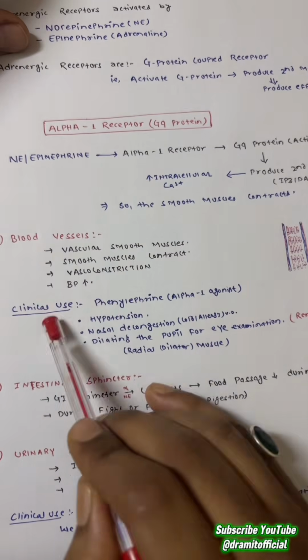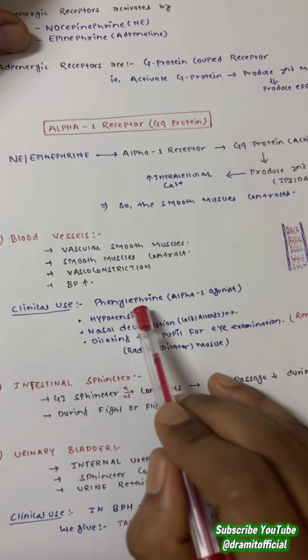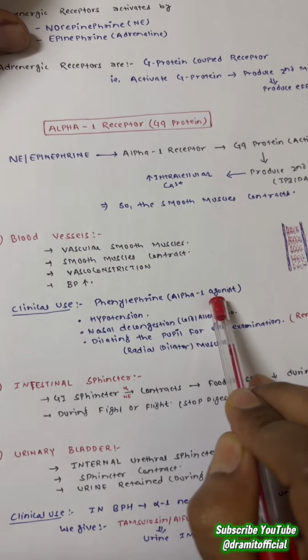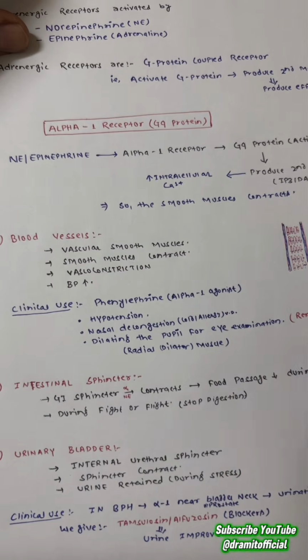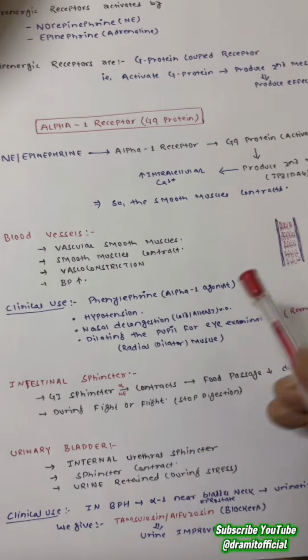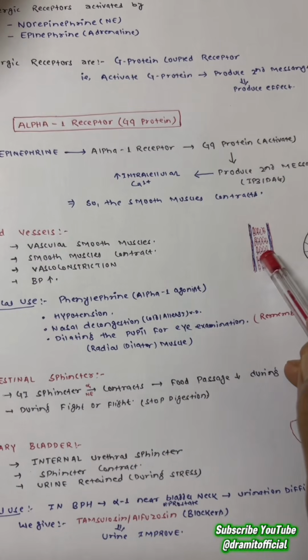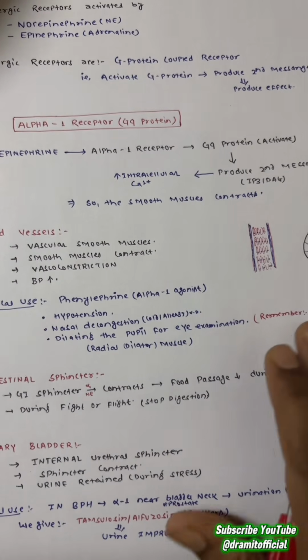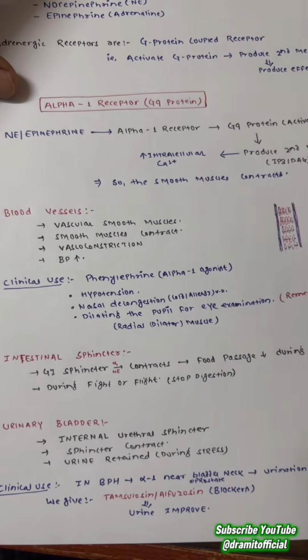So how is it helpful clinically? There is a drug called phenylephrine, which is an alpha 1 agonist. Whenever there is a patient with hypotension and we give phenylephrine, it works on the alpha 1 receptors of these blood vessels and helps to increase the BP of the patient.